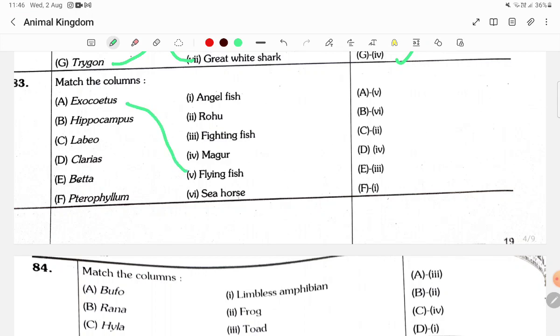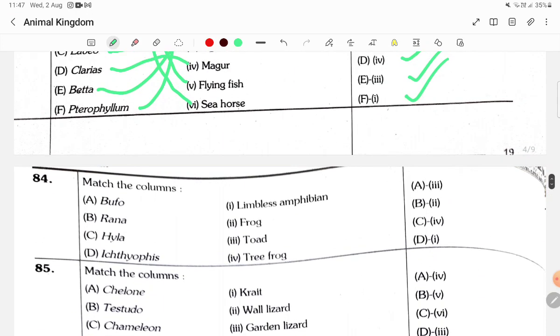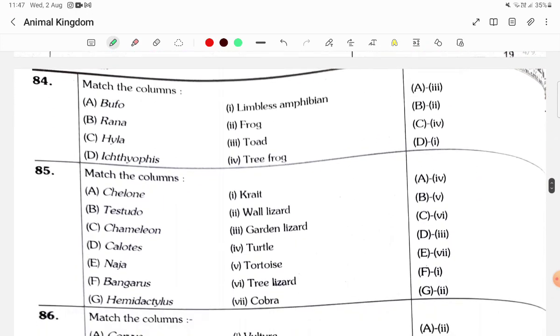Exocoetus is flying fish. Hippocampus is seahorse. Labeo is rohu. Clarias is magur. Betta is fighting fish. And Pterophyllum is angelfish. A 5, B 6, C 2, D 4, E 3, F 1. Next question. These are the examples given in the NCERT, and this is the most important thing you have to learn. If you are preparing for NEET, this should be the first thing you are going to mug up.